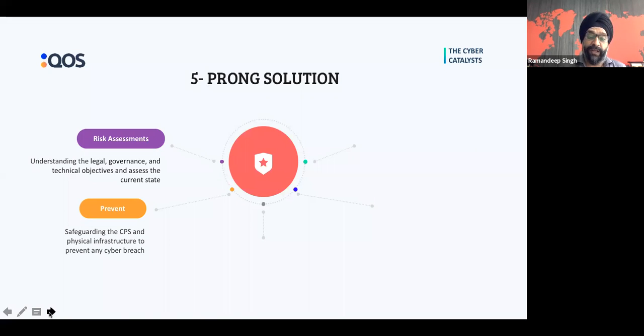Then we all know that there are many communication barriers which we come across in the plant. As I've already told you, there are many legacy things where you can't actually prevent the security.